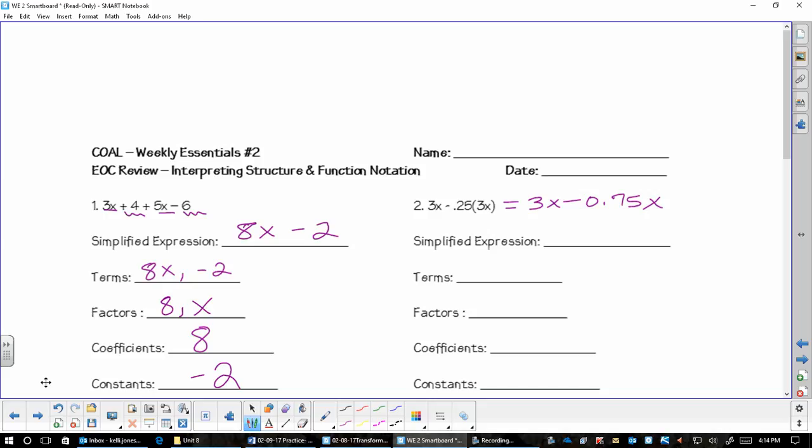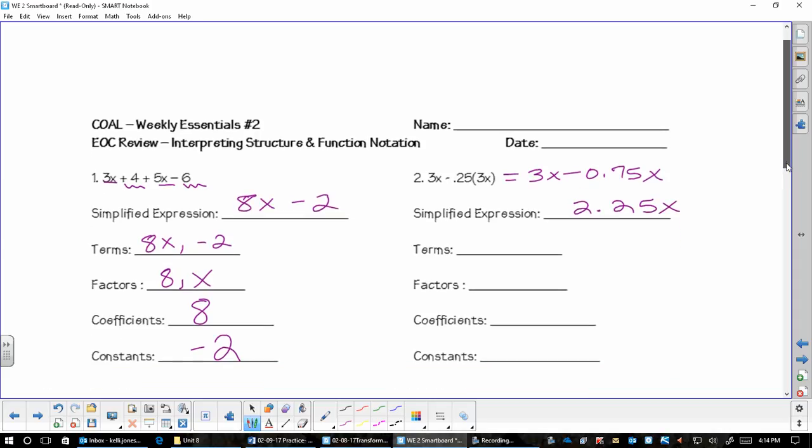3x minus 0.75x is going to give you 2.25x. So this time there's one part. I have one term. There's only one piece. 2.25x. That's my only term.